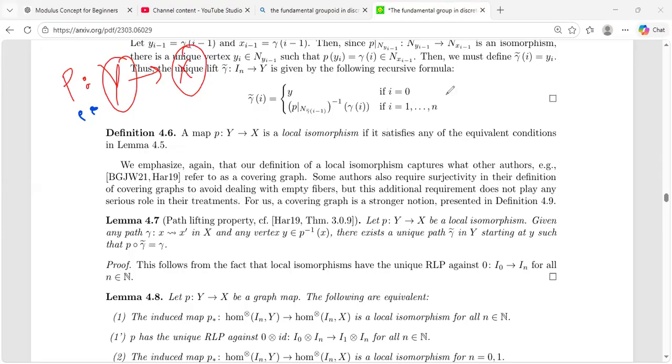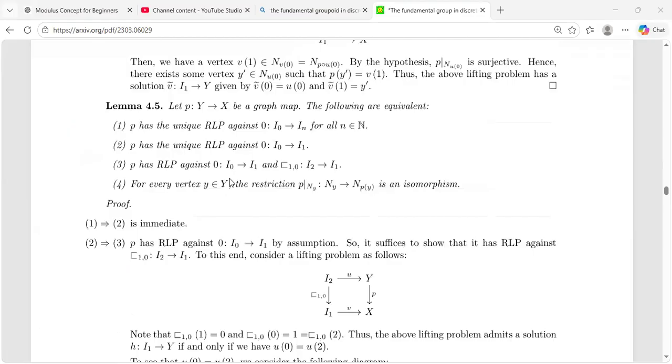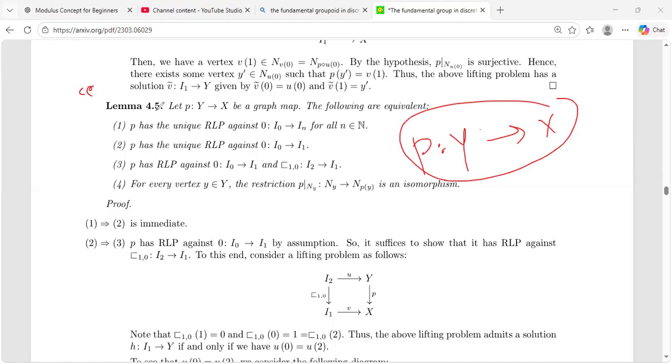They are saying P, a graph map from Y to X, is a local isomorphism if it satisfies any of the equivalent conditions in lemma 4.5. So let's see lemma 4.5. What is the statement of lemma 4.5? Then we will be aware of local isomorphism. If any one condition is satisfied, we can say the map P from Y to X is a local isomorphism. So let's read lemma 4.5.